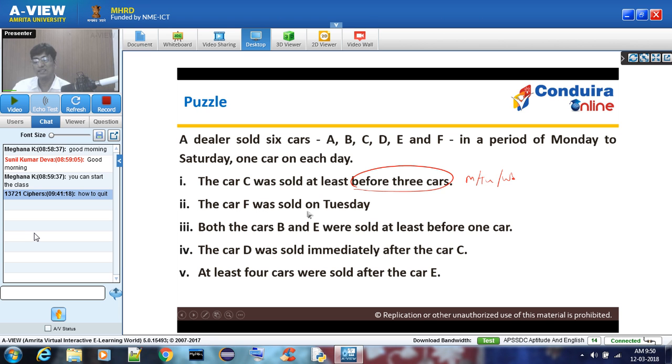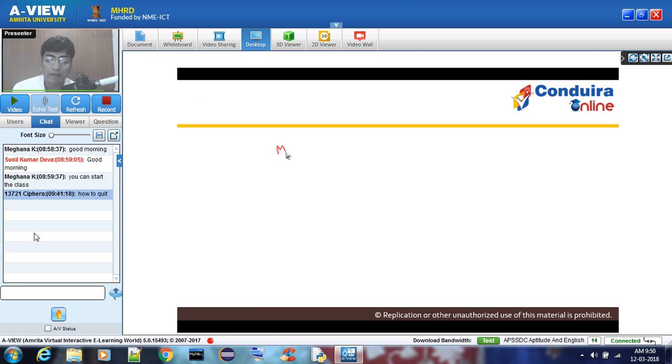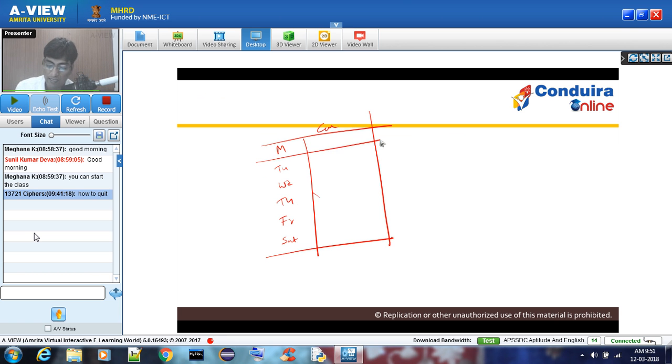Now, for this, let us do a grid with the days of the week, because the logical order of the days of the week is already given in the real world. Say Monday to Saturday. We'll first write it out. So we'll say Monday, Tuesday, Wednesday, Thursday, Friday, and Saturday. We will try to understand which car goes where.